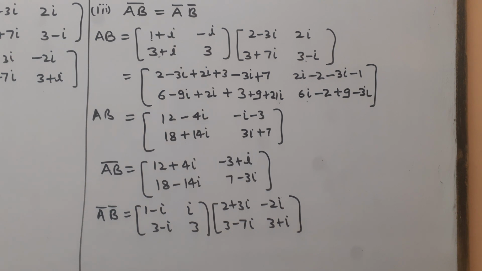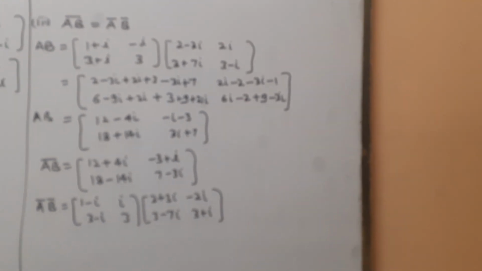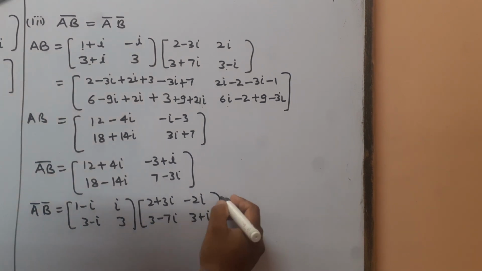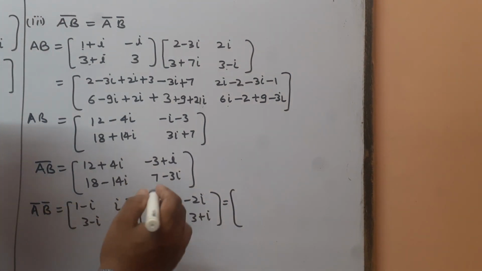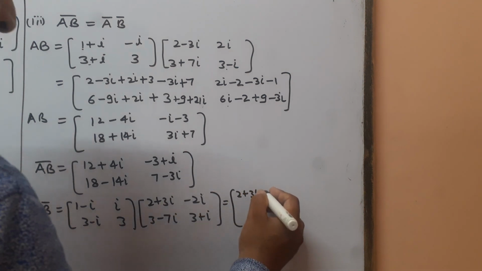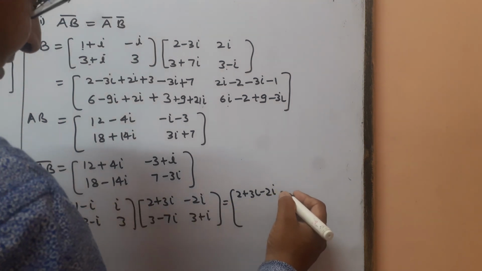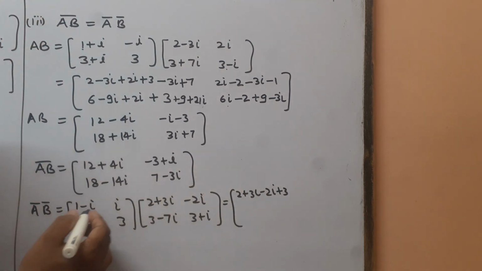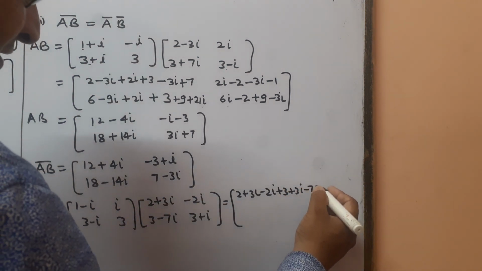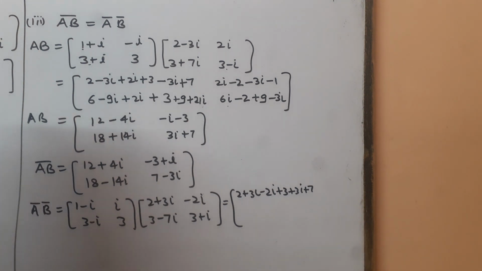So we multiply these conjugates. If we multiply first row by first column, we multiply 1 by 2, we get 2, 1 multiplied by 3i is 3i, minus i multiplied by 2 is minus 2i, minus i multiplied by 3i is minus 3i square, so this is plus 3, and i multiplied by 3 is 3i, i multiplied by minus 7i is minus 7i square, so this is plus 7. First row multiplied by second column, we get here.